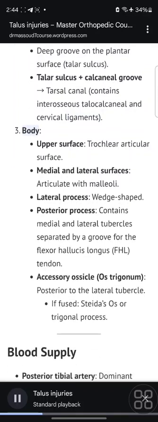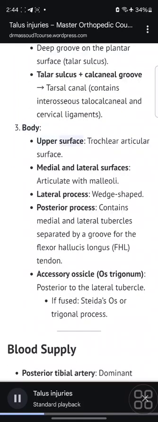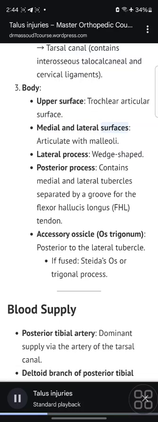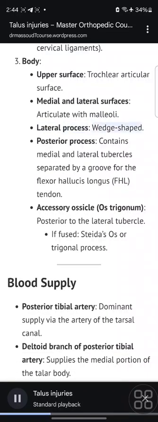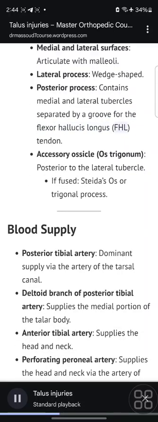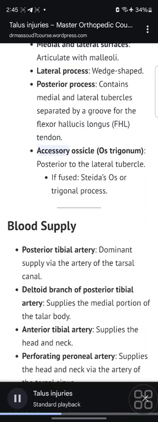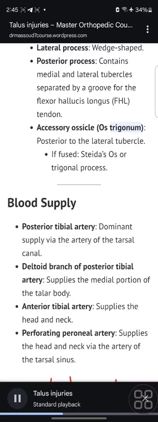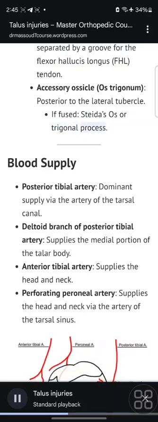And 3. Body. Upper surface, trochlear articular surface. Medial and lateral surfaces articulate with the malleoli. Lateral process, wedge-shaped. Posterior process contains medial and lateral tubercles separated by a groove for the flexor hallucis longus, FHL, tendon. Accessory ossicle, os trigonum, posterior to the lateral tubercle. If fused, Stieda's process or trigonal process.